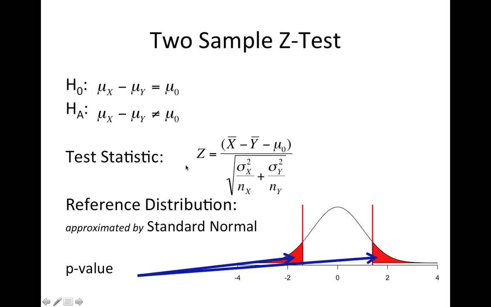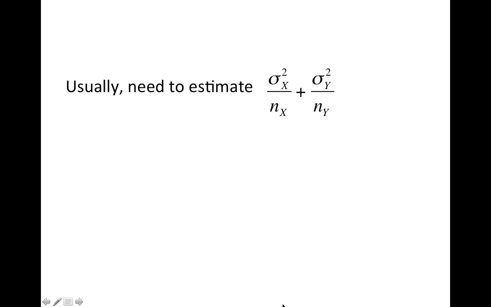The test statistic is going to be x bar minus y bar minus mu divided by the square root of the variance of x bar minus y bar. This statistic comes directly from the previous statement that we know the distribution of x bar minus y bar under the null. And so then the reference distribution for the z statistic here is going to be a standard normal, and we get the p-value by looking at the edges there.